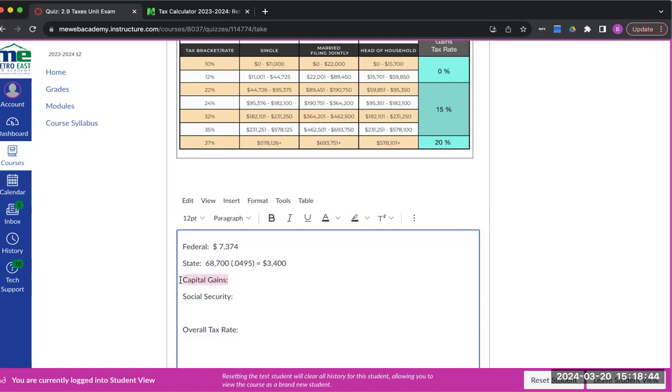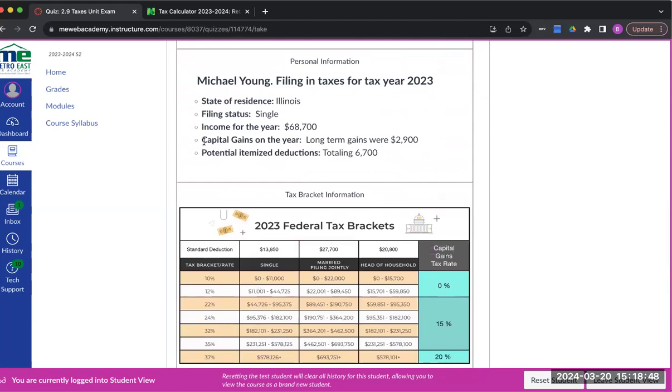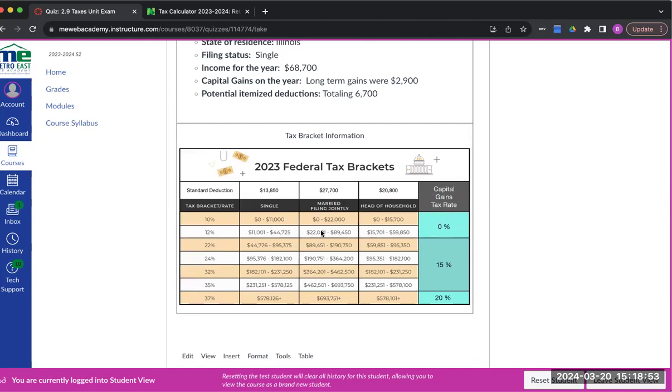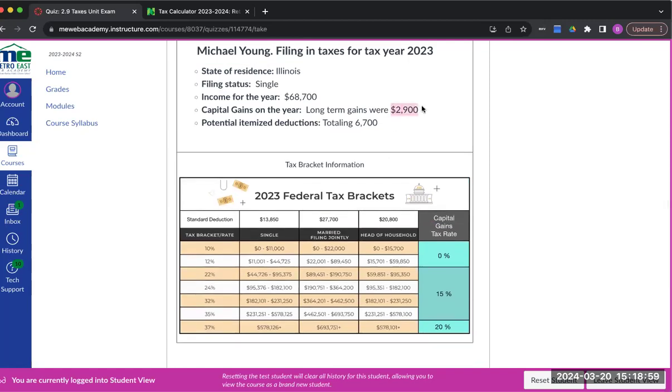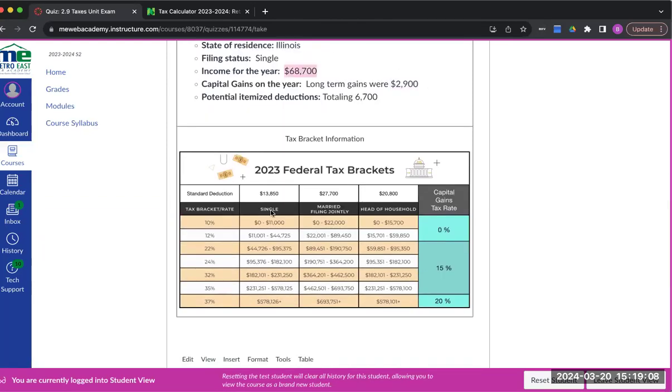Now we're going to go for a capital gains tax, and capital gains tax is going to fall in the bracket here. So you're going to first find his income level, and then is he going to pay 0, 15, or 20% on this 2,900? So let's go ahead and see here. He's got income for the year 68,700, filing as single. So that's going to fall in this range, go over. So he's going to be taxed at 15% on these profits.